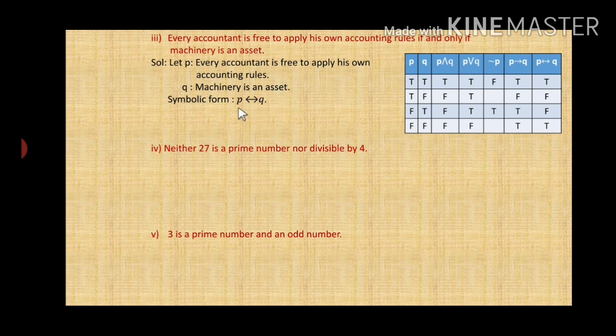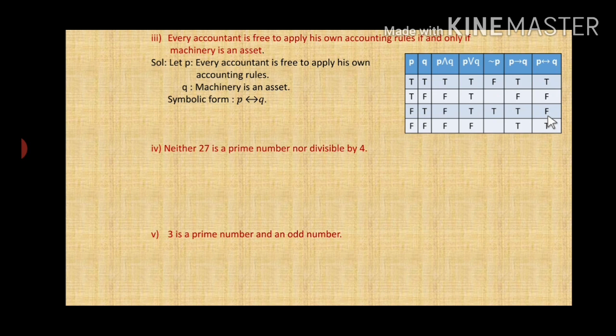Now let us check the truth value of the simple statements, that is P and Q. What is P? Every accountant is free to apply his accounting rules. This is true or false? It is false. An accountant cannot apply his own rules. He has to follow the standard rules. So P is false. Second one, Q is machinery is an asset. This is true. So P is false and Q is true. This is the third row. And your logical connective is P double implies Q. So the answer will be F.